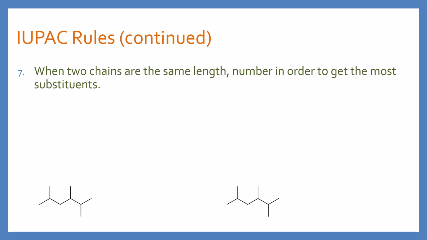Okay, our next rule. When two chains are the same length, you number in order to get the most substituents. Okay, so I have two examples here, and I drew each example twice so that we could number it different ways to understand why this rule is the way it is.